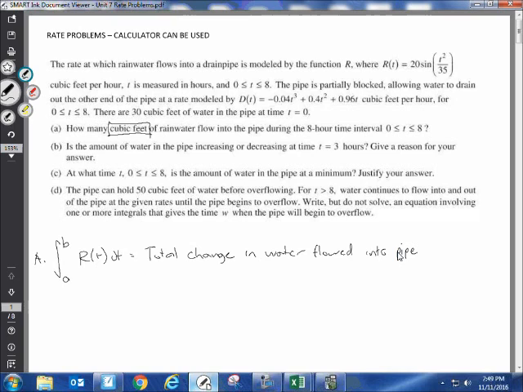R of T is the rate at which water is coming in. So the antiderivative would give me the total amount that has come in at a specific time, but we can't find the antiderivative of that. So if I find the area under R of T, it'll be the change in the amount of water that came in, and that gives me the total flow of water from 0 to 8. 76.57.